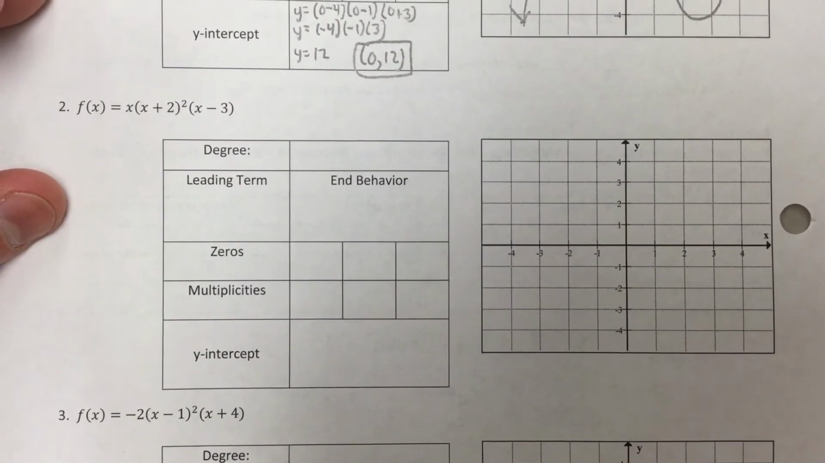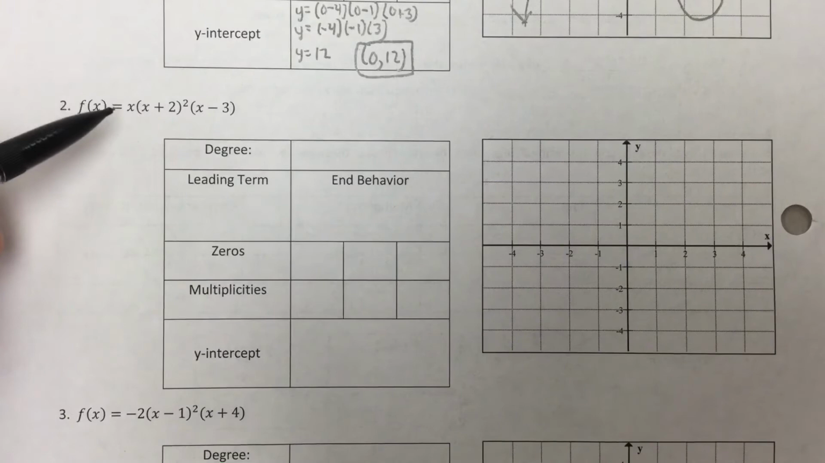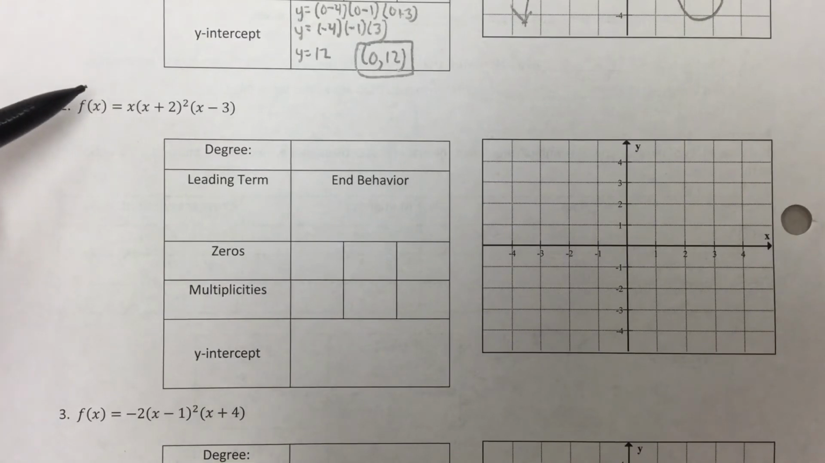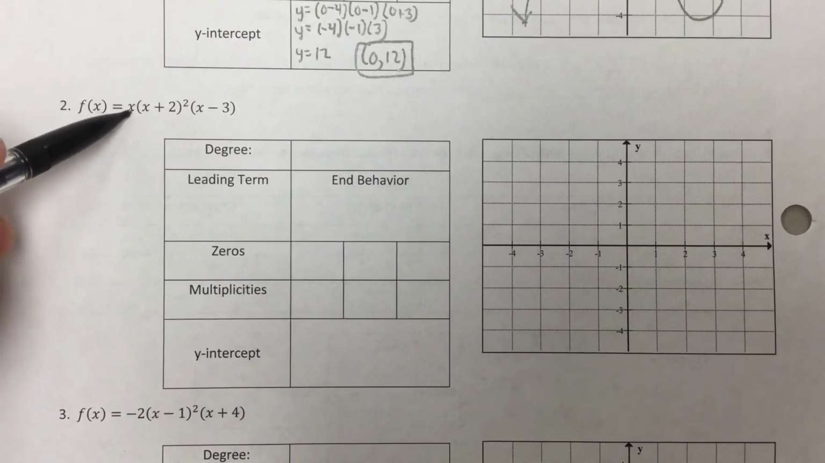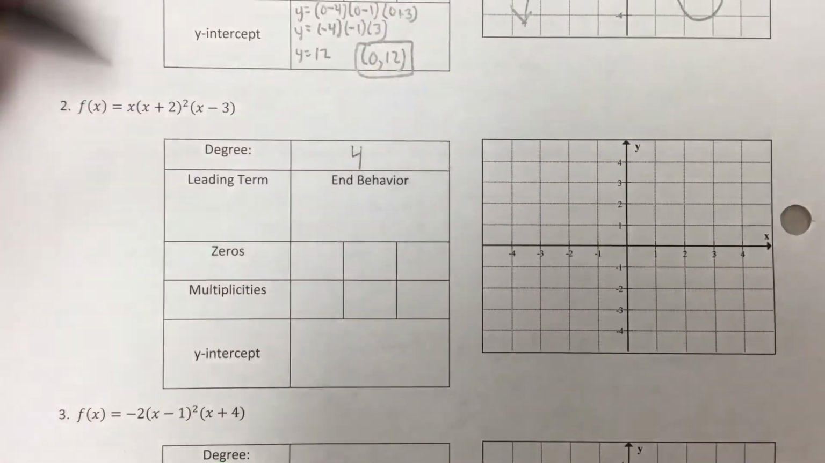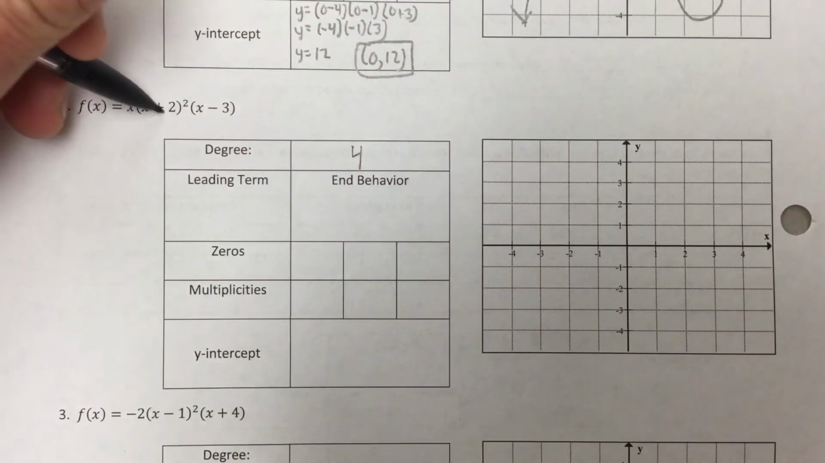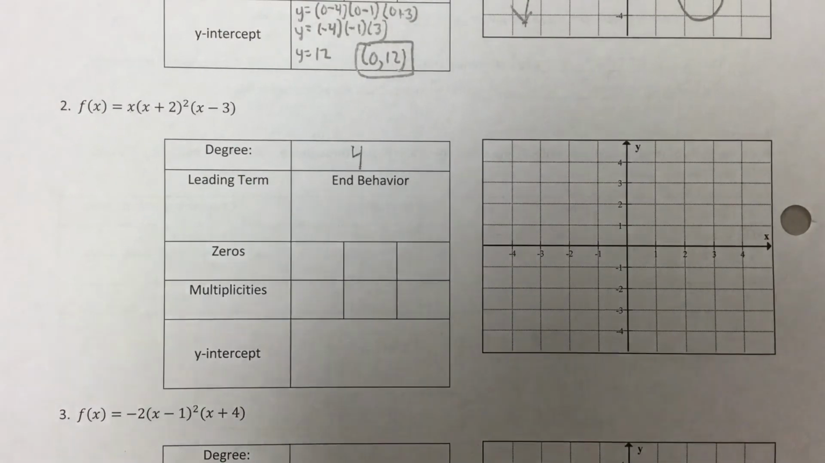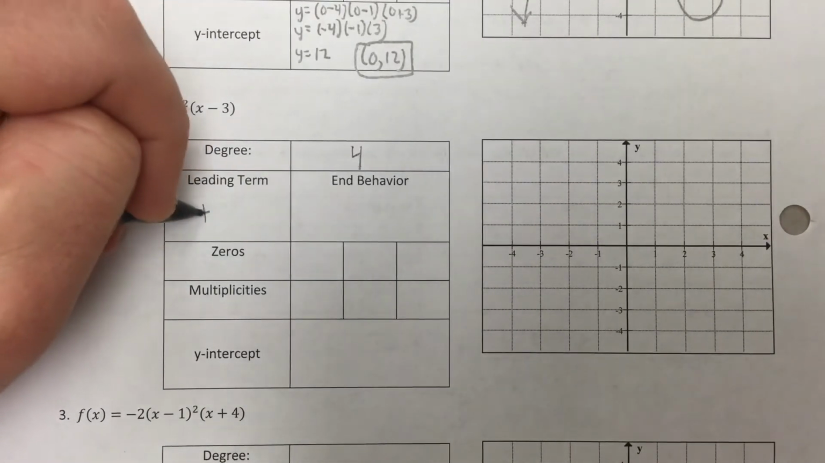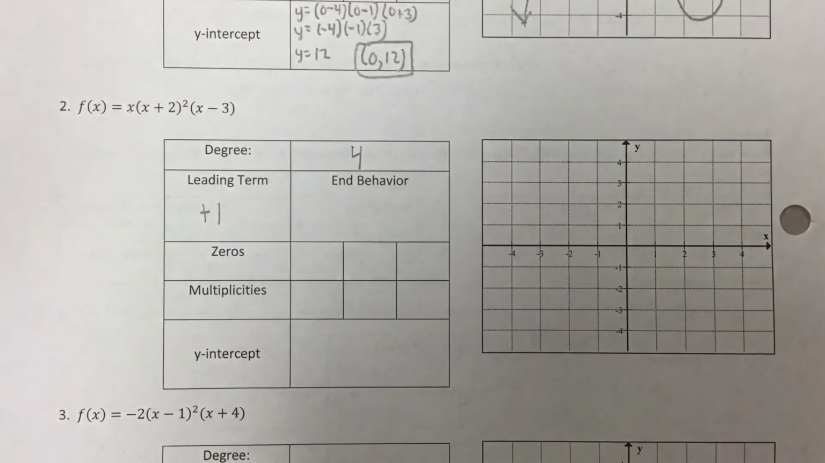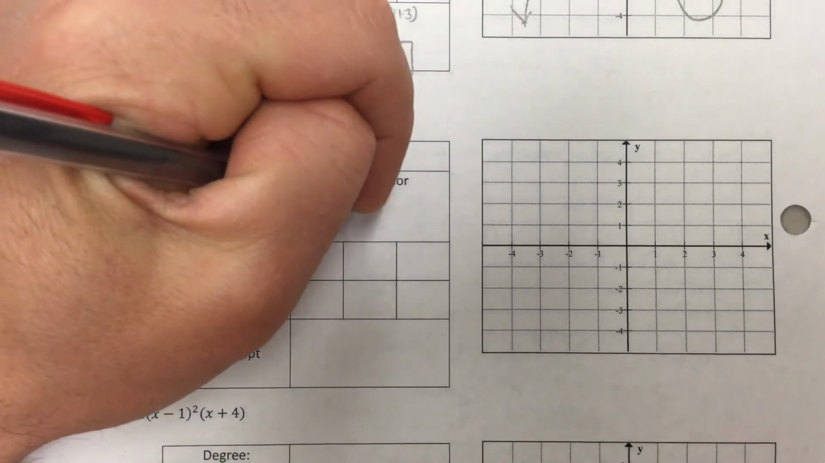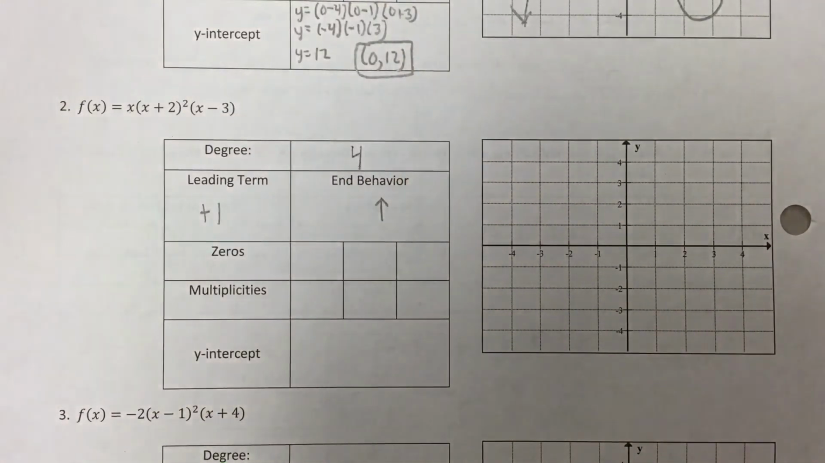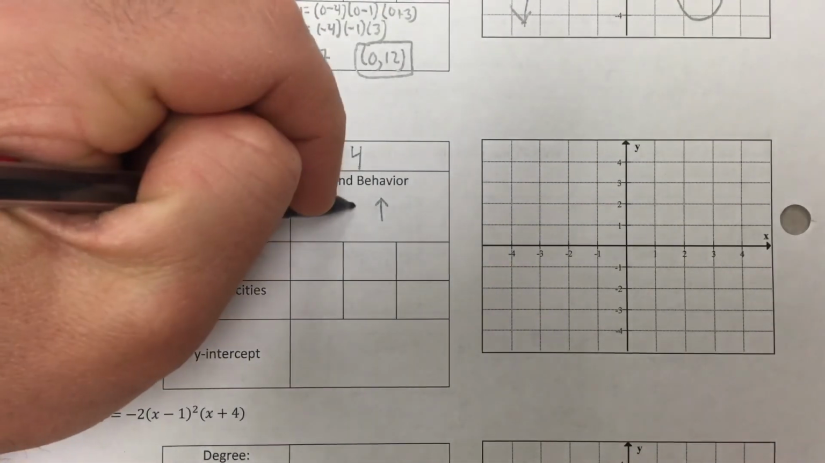All right, for the next one, we'll do one more together. Now I'm going to have a degree of 4 because this will give me x squared times x is x to the third times x is x to the fourth. Our leading term would still be +1 because there's a +1 in front of that. And so our behavior on the right would be positive because the leading coefficient is positive. Our behavior on the left then, it's an even degree, would have to be the same.